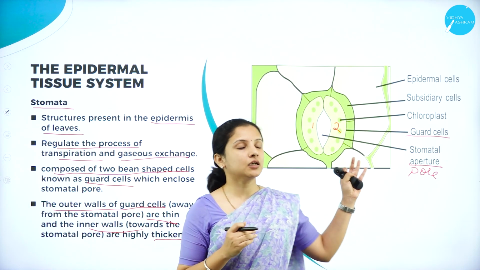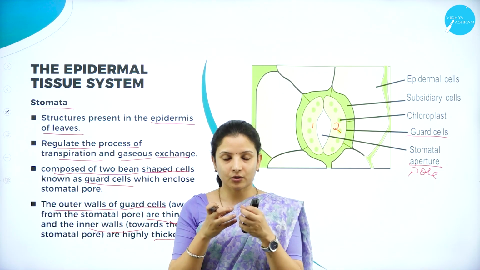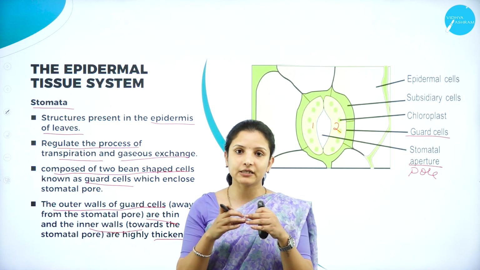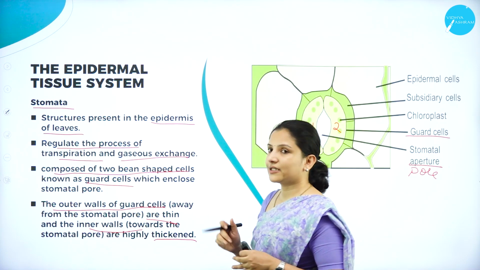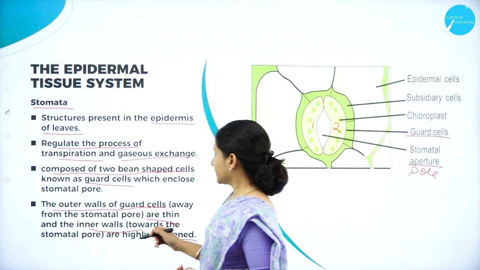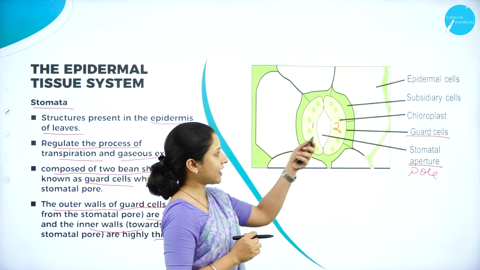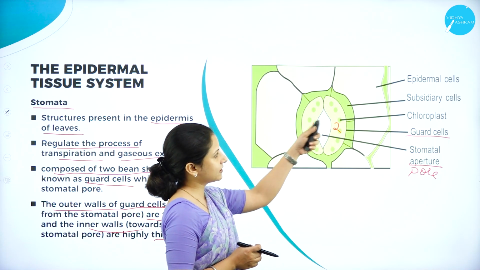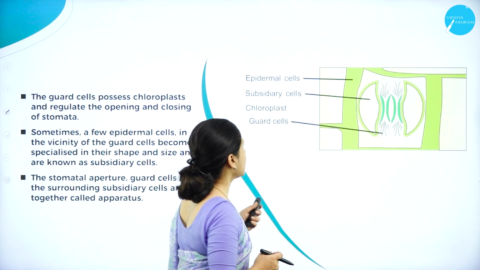And you can see here there is the presence of the epidermal cells. Why? Because the stomata are present in between, almost submerged or embedded in the epidermal cells. That is why the epidermal cells are also shown in the diagram. So this is about the stomata. The stomata usually has a stomatal aperture, two guard cells, and apart from that it has different cells which we can see here.